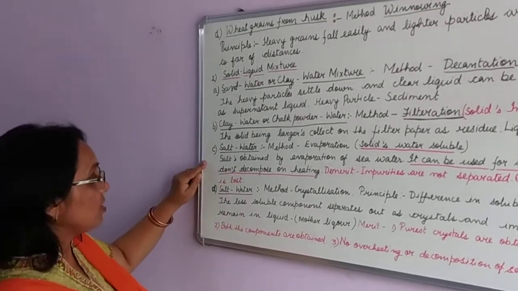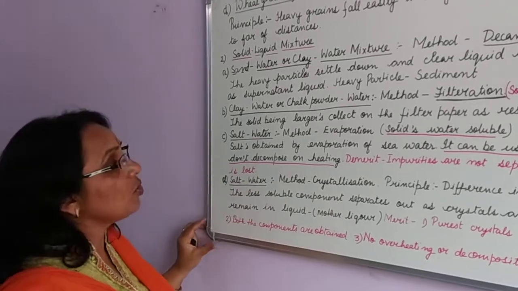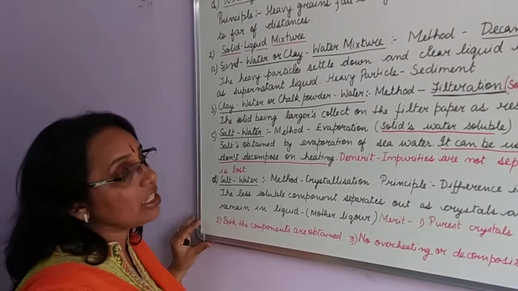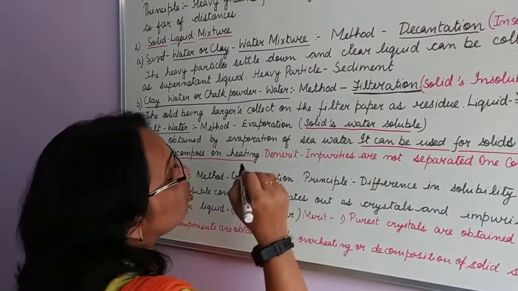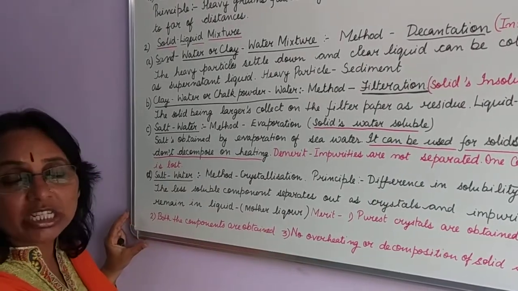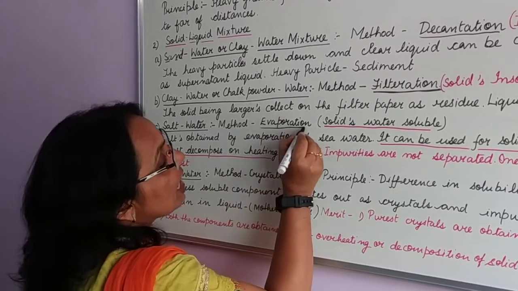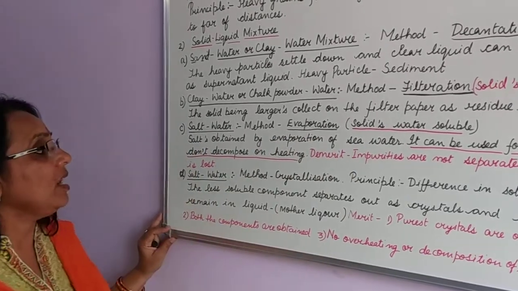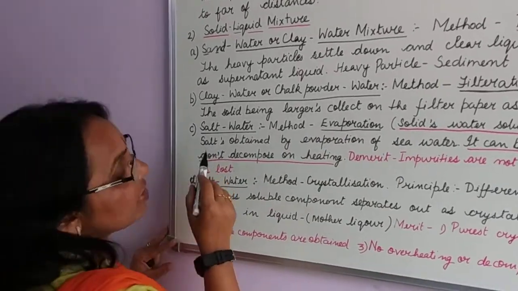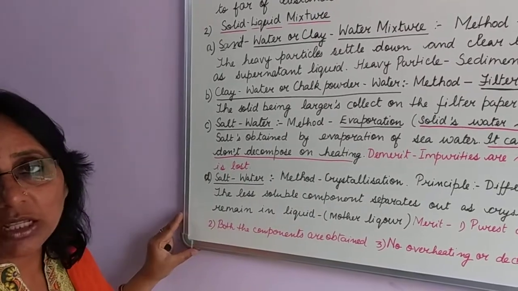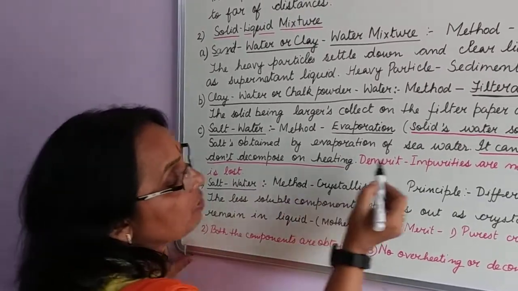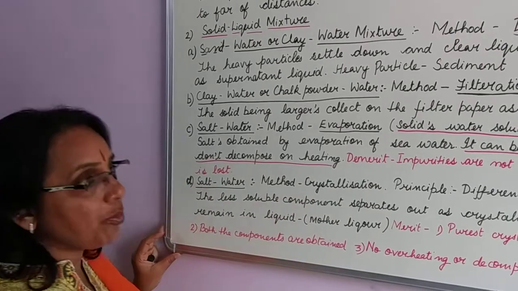The third mixture is salt water mixture. Here you can see the solid is water soluble. For this we cannot use decantation or filtration. So the method used is evaporation, and the table salt that we consume is obtained from the sea water by the process of evaporation.